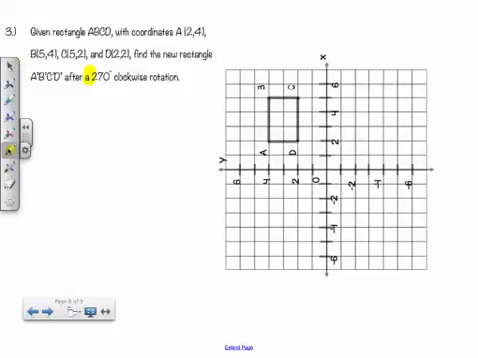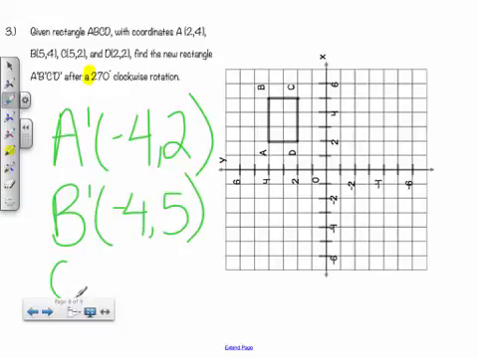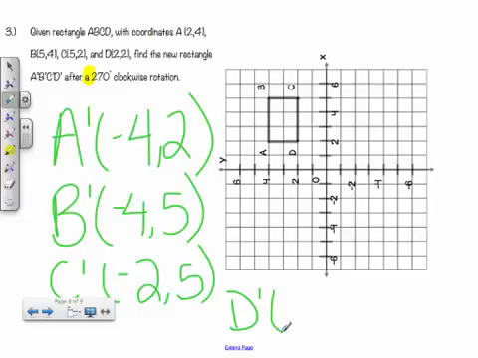All right, so I'm going to write down what A prime now is. I went to the left 4 and up 2, which means that A prime should be -4, 2. B prime, I went to the left 4 and up 5, so it's -4, +5. For C prime, I went to the left 2 and up 5, so it's -2, +5. And then for D prime, I went to the left 2 and up 2, so it should be -2, +2.